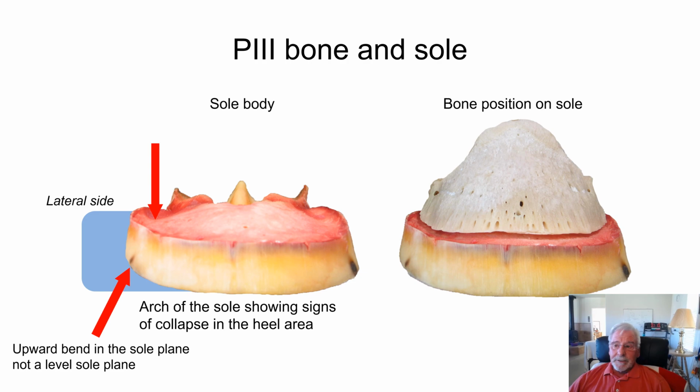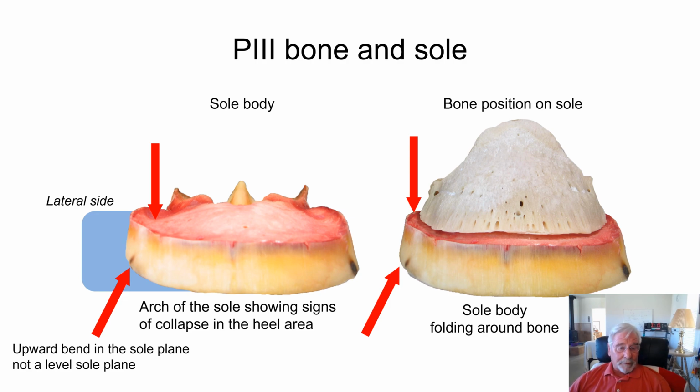Placing the bone on this foot, we can see the areas that we're discussing, that the bone is lowering on that side more than the other side. Remember, where it's compressing the dermis, it's causing other damage, but it's also causing the hoof to bend upward, the sole plane to have a little upward bend.